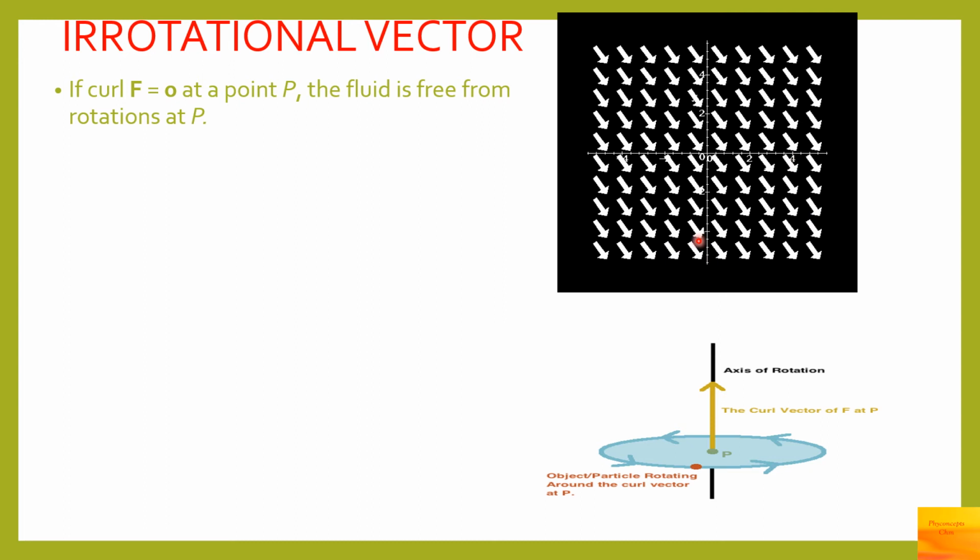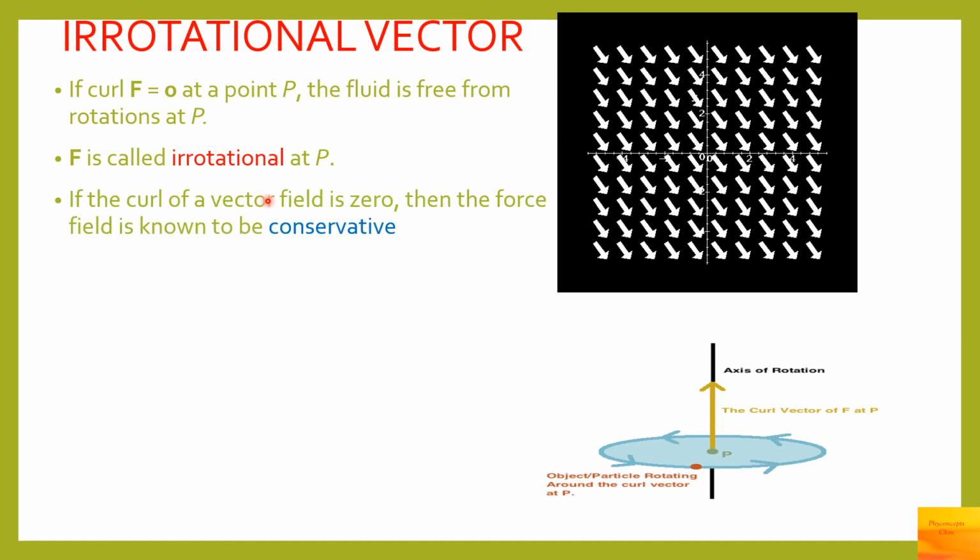So in this diagram, if you think of a fluid flowing in one direction, there is no rotation, so we say that the curl will be 0. So if curl F bar is equal to 0 at the point P, the fluid is free from rotations at the point P. So F bar is called irrotational at point P. If the curl of a vector field is 0, then the force field is known to be conservative. So that means there is no whirlpool or eddy at the point P. So the fluid is not rotating the way it does in a whirlpool.